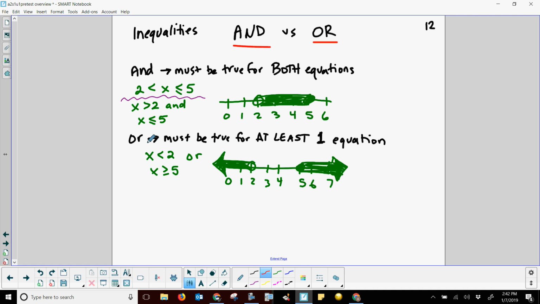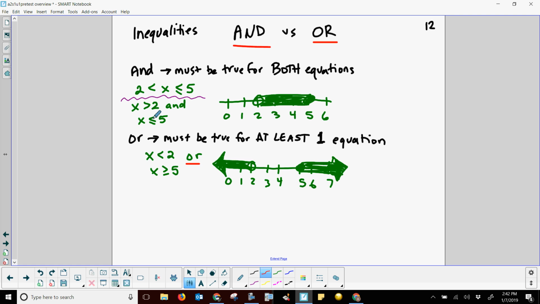Or is usually, well, you can see opposite directions, but it only has to be true for at least one equation. So if x is less than 2, all of these work for less than 2. Or x is greater than or equal to 5. Well, all of these work for that. Now, 1 is not greater than or equal to 5, but because we have or here, it's okay because it only has to work for one of these.